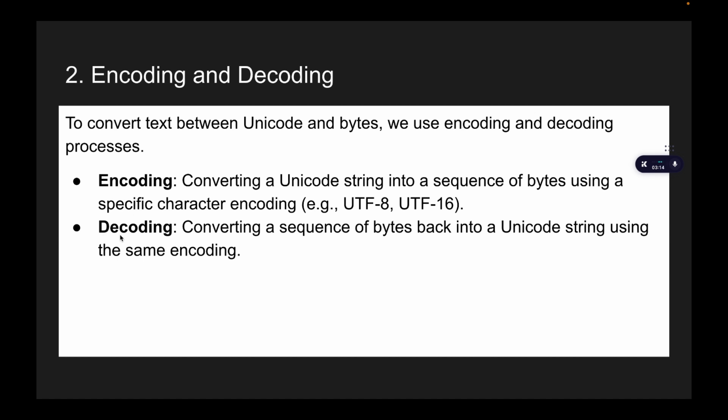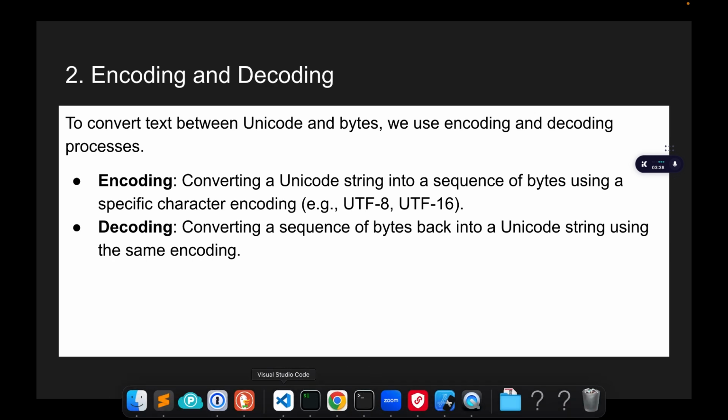Now let's talk about decoding. Decoding is converting a sequence of bytes. It's basically the opposite of encoding: converting a sequence of bytes back into a Unicode string using the same encoding. So in encoding, we convert a Unicode string into a sequence of bytes, but in decoding, we convert a sequence of bytes back into a Unicode string using the same encoding process.